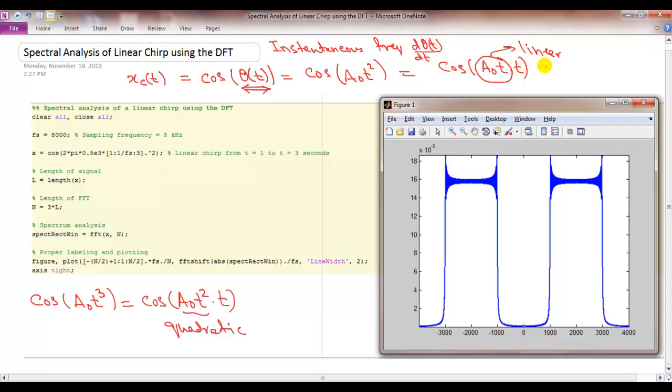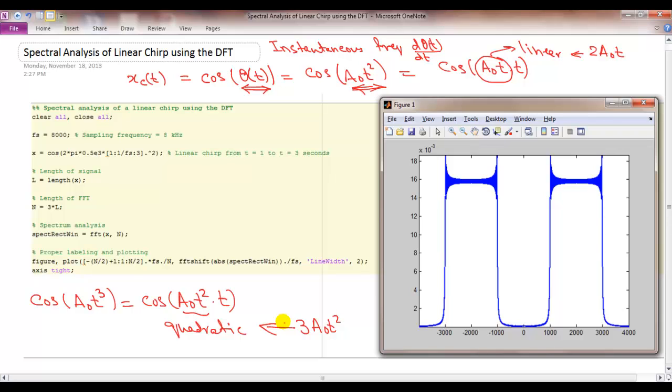So in the case of the linear chirp, the instantaneous frequency is what? It is 2 a naught t. So that is the frequency for a linear chirp. At time t equal to 0, it's 0. At time t equal to 1, it's 2 a naught, for example. For a quadratic chirp, the instantaneous frequency will be 3 a naught t squared. So you can talk about instantaneous frequency.